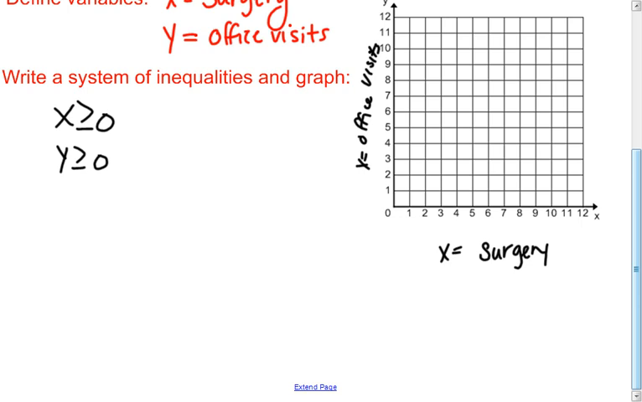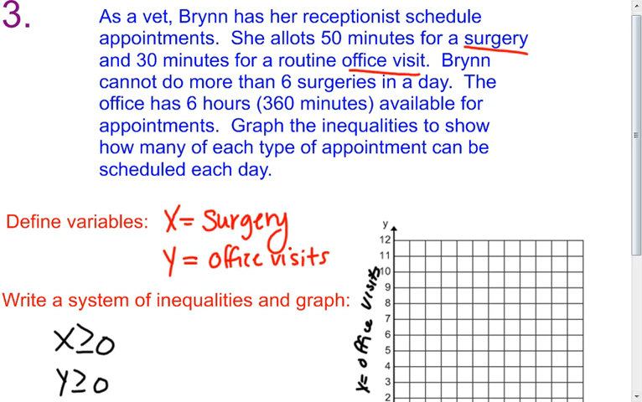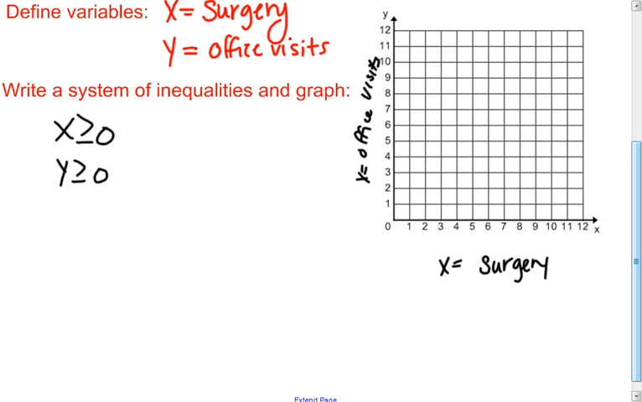All right, then going back to our problem here, we need to make one equation that deals with time. So that one equation that deals with time will look something like this. 50 minutes for every surgery, so 50x, plus 30 minutes for every office visit, and she has no more than 6 hours to work with. So that total amount of time there, the 50x plus the 30y, has to be less than or equal to 360. And you're going to use the 360 minutes versus the 6 hours so that all of your units of time are the same. Okay.